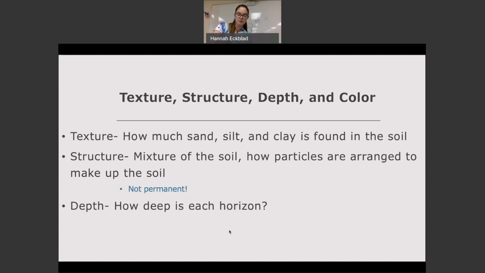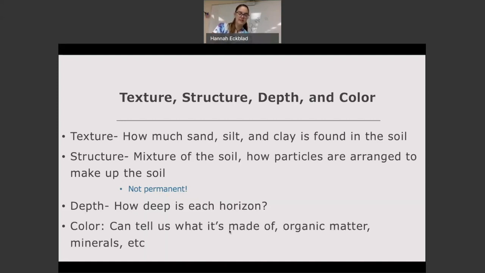Depth, how deep the horizon is. Again, we're about to talk about horizons here. Lastly, color. Color can tell us what it's made of, how much organic matter is in it, what kind of minerals are in it, that sort of thing. Remember, if you need to pause to write things down, pause, write it down, and use notes on quizzes.